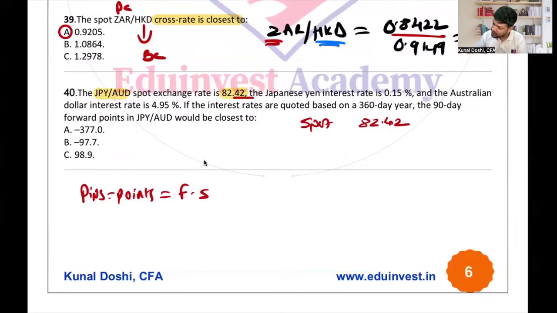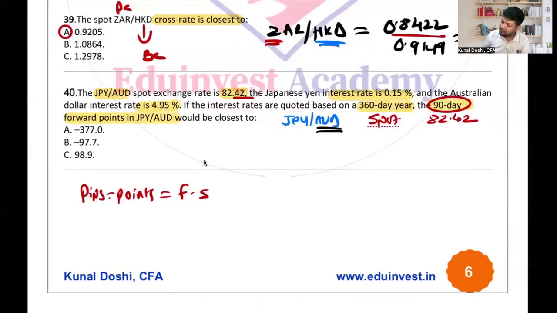So first of all, I have the spot rate now. This is the spot rate of what? Spot rate of which currency? I will write the currency JPY/AUD. So it's the rate of AUD in terms of Japanese yen. Correct? This is a spot rate. Japanese yen interest rate is given. Australian dollar interest rate is given. Now, if the interest rates are quoted based on a 360-day year, the 90-day forward points. Now, guys, for forward points, you need the difference between forward and spot. You have the spot, but you don't have the forward.